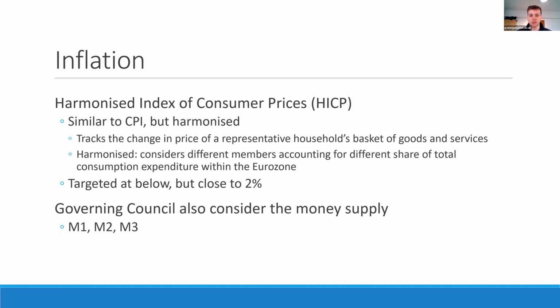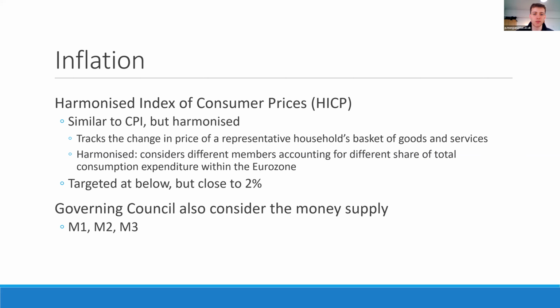Now, the Governing Council also considers money supply measures because they provide useful information on future inflation. There are three measures of money supply: M1, M2, and M3. M1 is the amount of currency in circulation and the amount of overnight deposits. M2 is M1 added with deposits with maturity of up to 2 years and deposits redeemable at notice of up to 3 months. While M3 is M2 added with repurchase agreements, money market fund shares, and debt securities with maturities of up to 2 years.